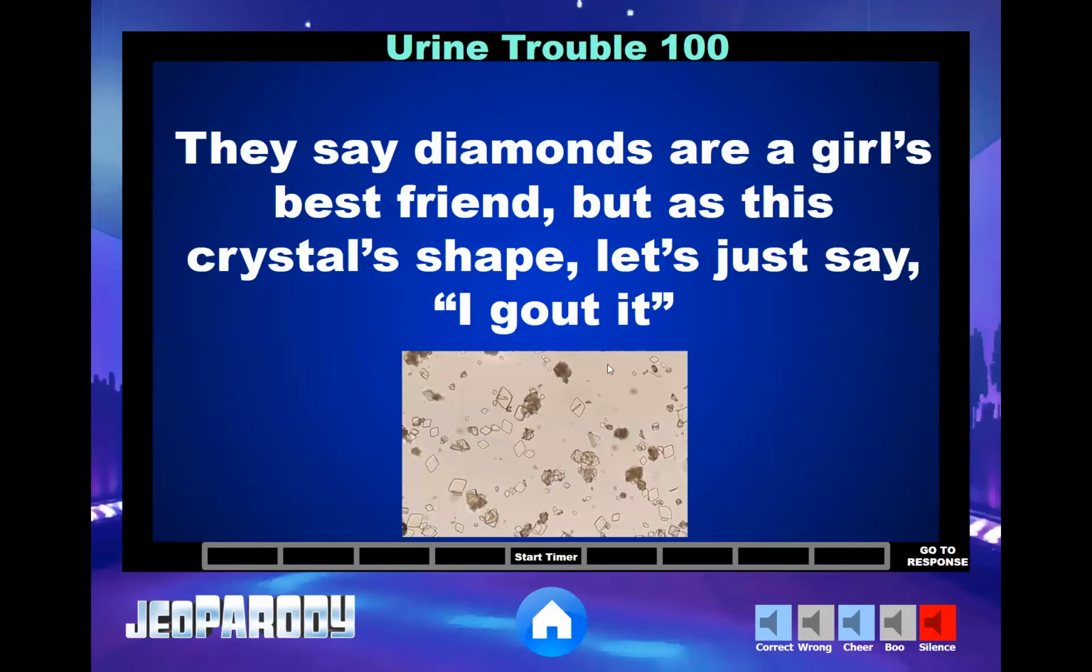So here we have a number of these crystals that are diamond shaped in a urine microscopic examination. We see some amorphous structures as well. I see a guess for calcium oxalate. Chris Bell, you are correct. These are urate crystals, uric acid.